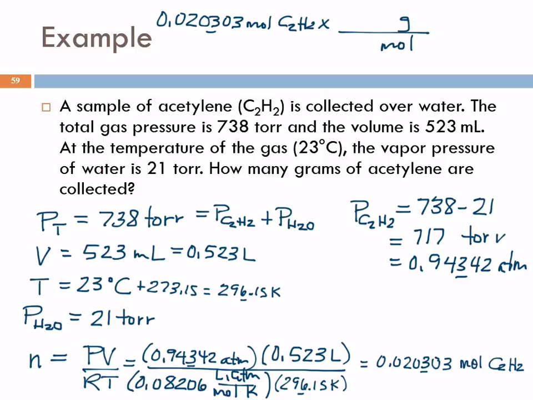I need the molar mass. So the molar mass is 2 times 12.01 plus 2 times 1.008. That's 26.036. That ends up being 0.529 grams of acetylene. Any questions?